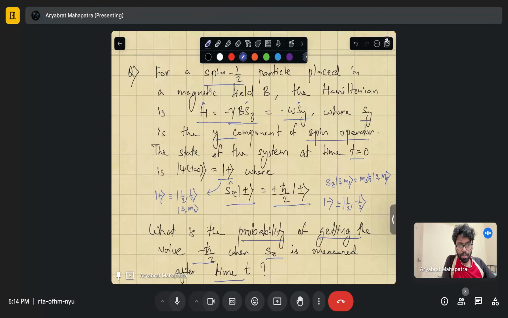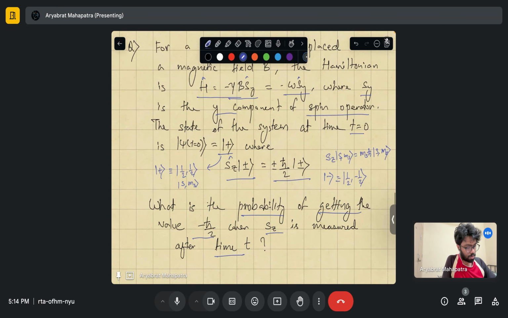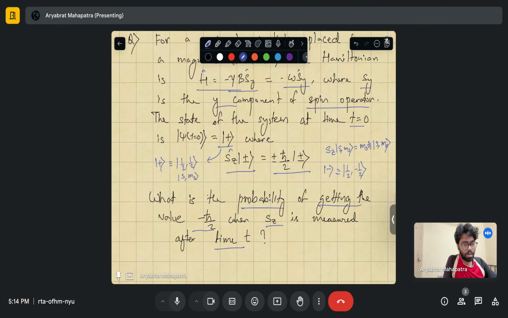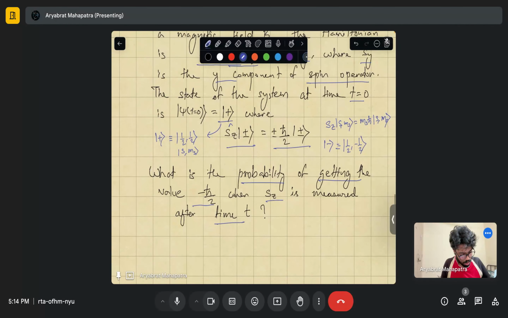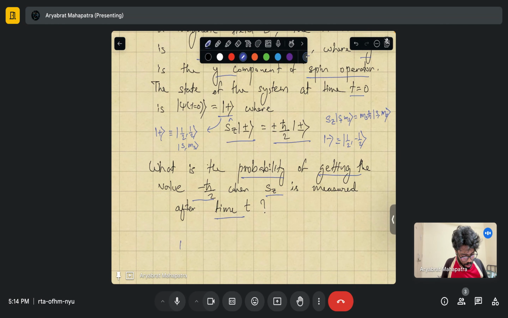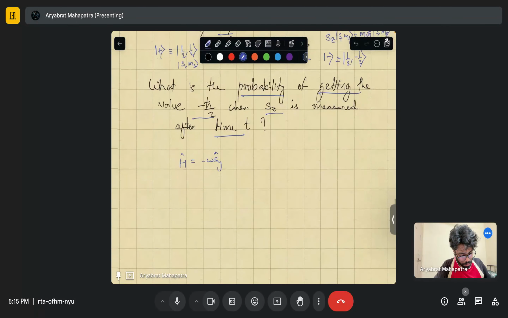So when you are measuring the SZ operator, here too we need to know the probability of getting minus h bar by 2. So how can we start with this? First, you should know that this Hamiltonian is given as something minus omega Sy, right?